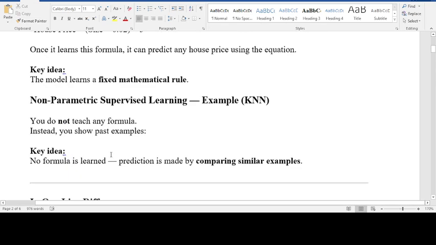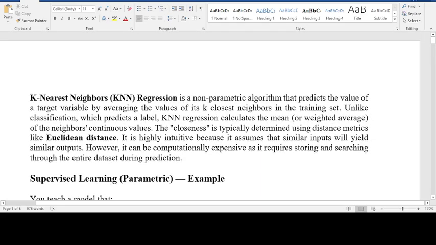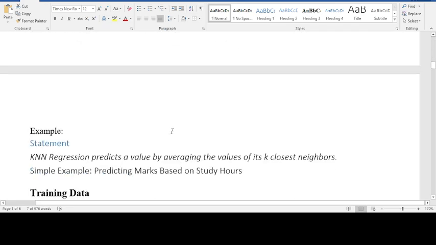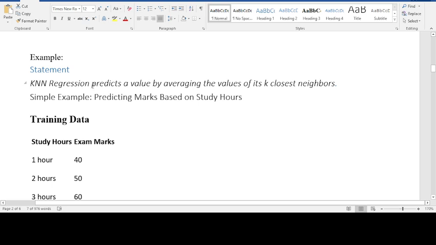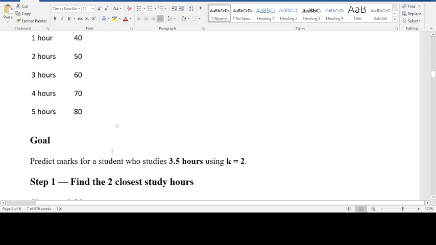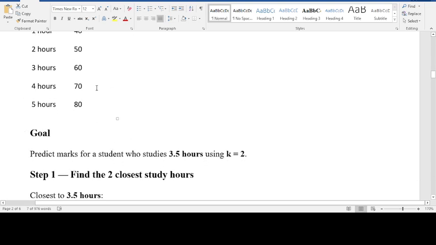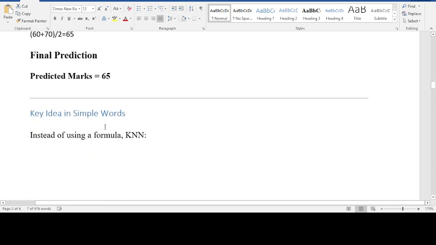See the definition, the entire paragraph. It is a non-parametric algorithm, which means we are not using any formulas. We are finding the value of the target variable by averaging, of its k closest neighbors in the training set. This entire paragraph is taken in a single line: KNN regression predicts a value by averaging the values of its k closest neighbors. That's what k equal to 2 means. It means 3 and 4. I am taking the average of 60 and 70. That is the answer. So that is about the KNN regression.